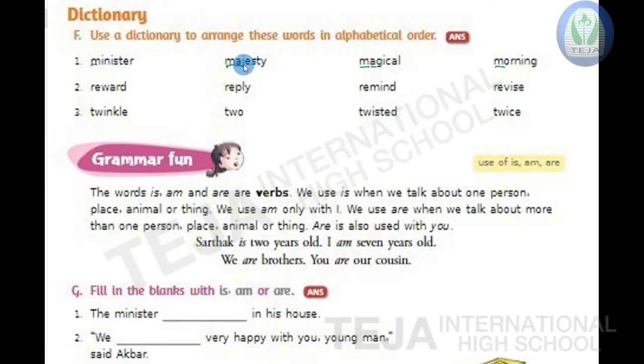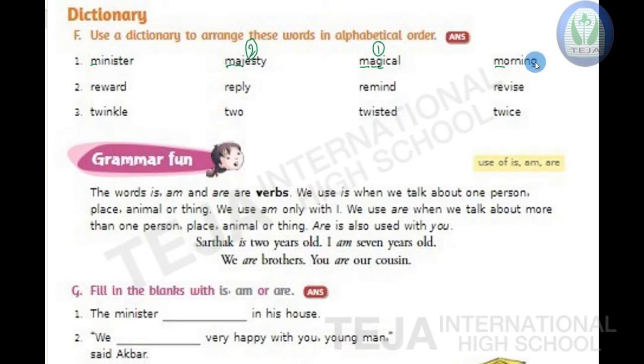So now here the second alphabet in word 2 and 3 is A. So now we'll compare these two only. Now see the third alphabet in these 2 words. Here in majesty, the third alphabet is J, whereas in magical the third alphabet is G. So G will come before J. So here the first word is magical and second word is majesty.